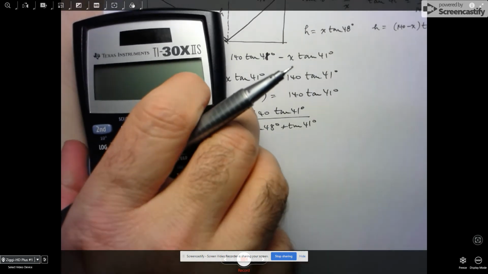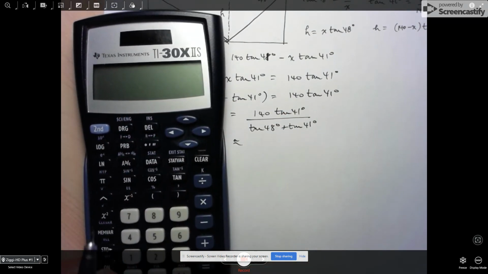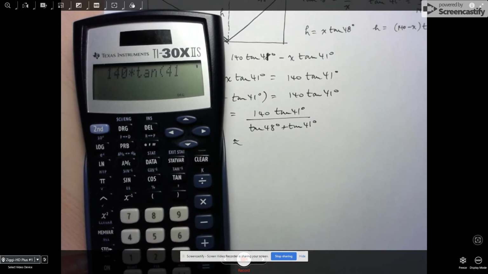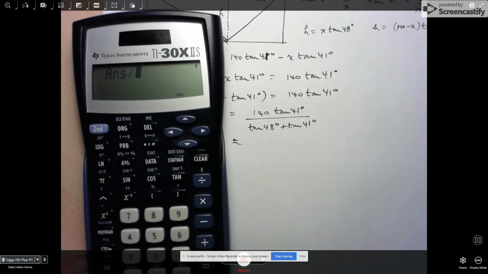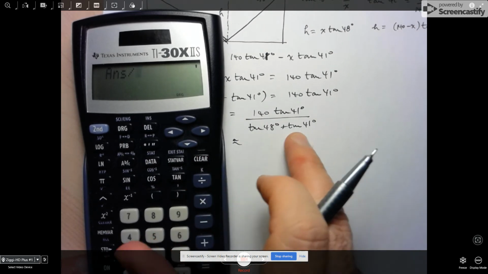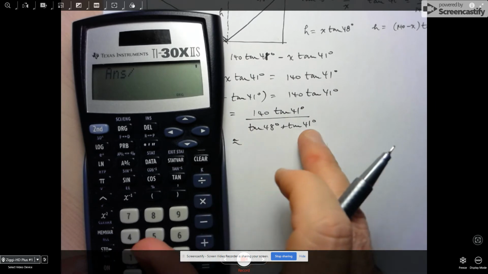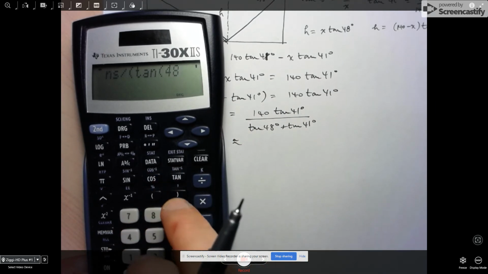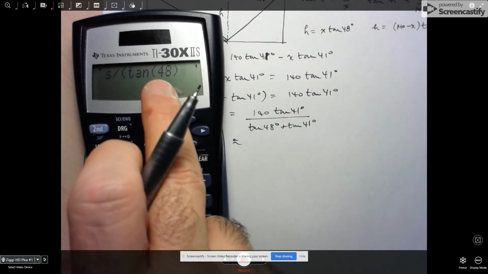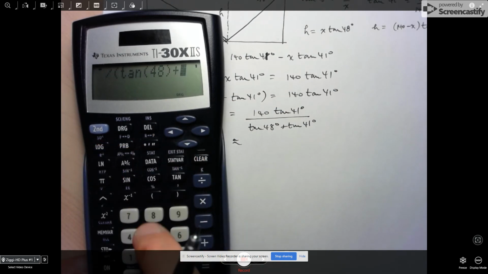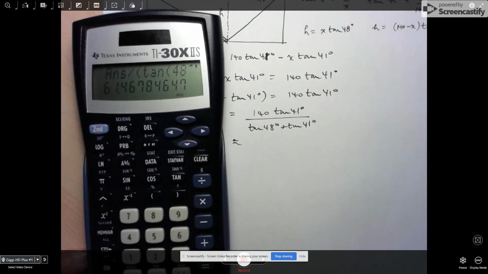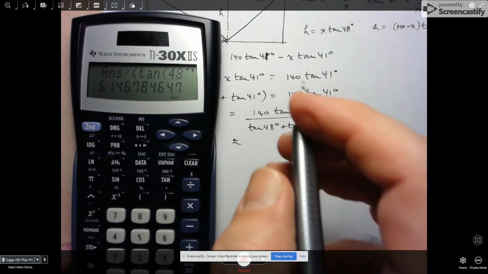All right, so make sure you're careful when inputting this. Okay, we've got 140 times tan of 41, so I suggest you go equal there and divide by. Now make sure you open up a bracket because you need to divide by this whole thing. So here we have tan of 48 plus, don't forget to close the bracket there, plus tan of 41. And that gives us 61.47.